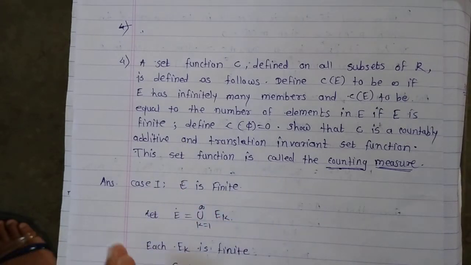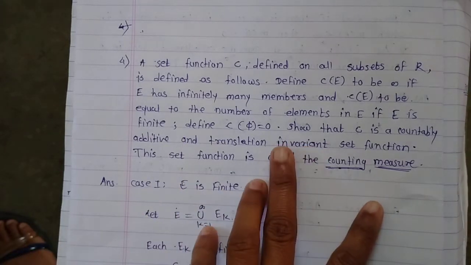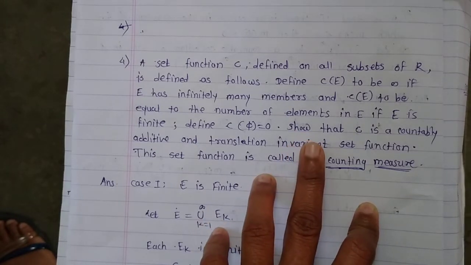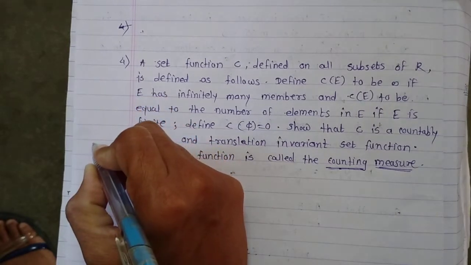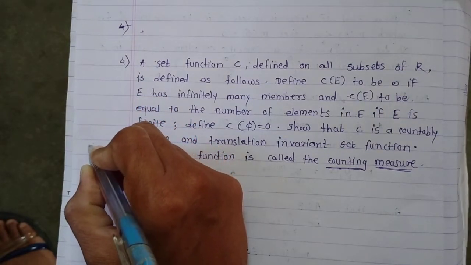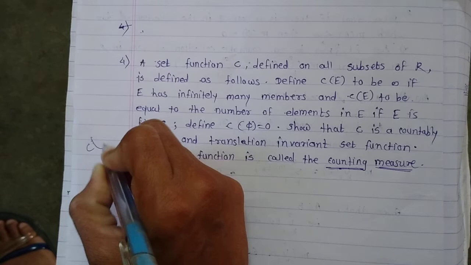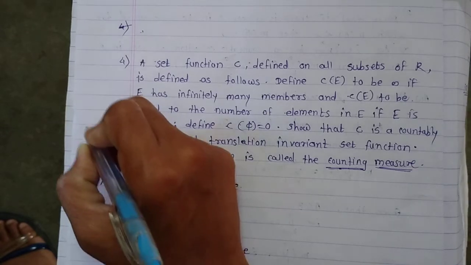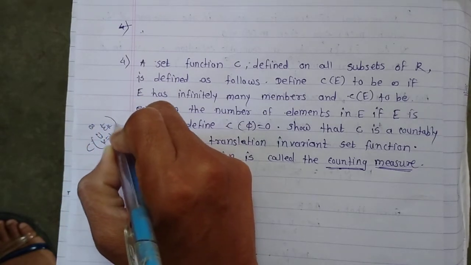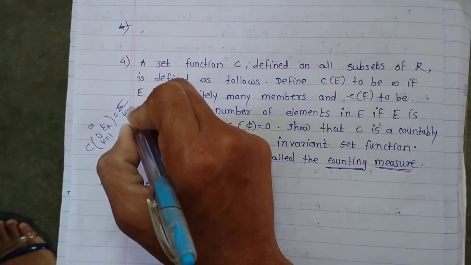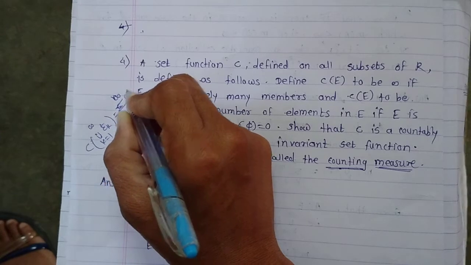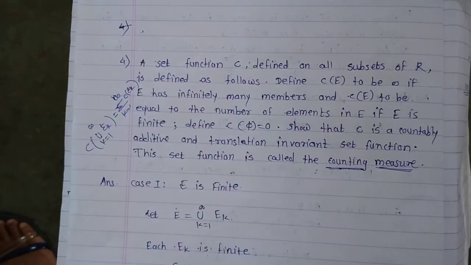Okay, so in the solution we have to show that C is countably additive first. That means we have to show the property. What is that property? C of union k runs from 1 to infinity of Ek is equal to summation k runs from 1 to infinity of C of Ek. This is the property of countable additiveness.